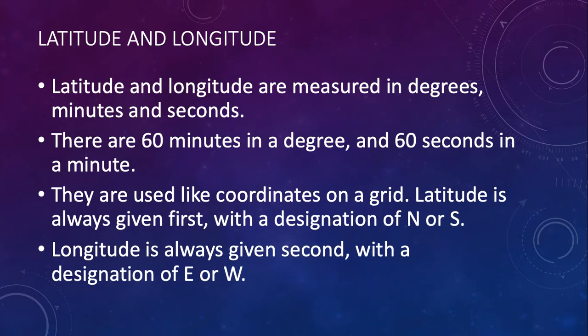Latitude and longitude are measured in degrees, minutes, and seconds. There are 60 minutes in a degree and 60 seconds in a minute. They are used like coordinates on a grid. Latitude is always given first with a designation of north or south. Longitude is always given second with a designation of east or west.